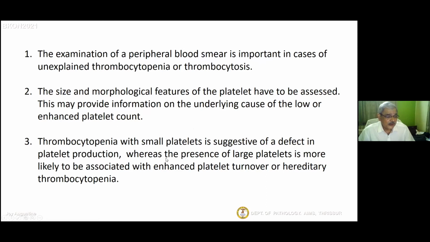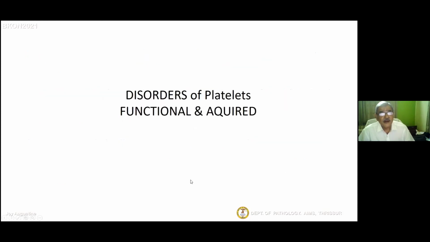Now, one point I mentioned at the start itself is that small platelets are generally suggestive of a defect in platelet production. Whereas when you see larger platelets, they are more likely to be associated with enhanced platelet turnover, or sometimes the rare hereditary thrombocytopenias. Okay, now we'll go on to the functional and acquired conditions.